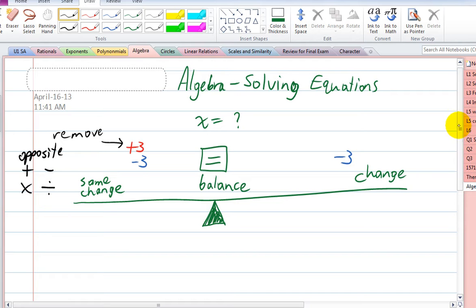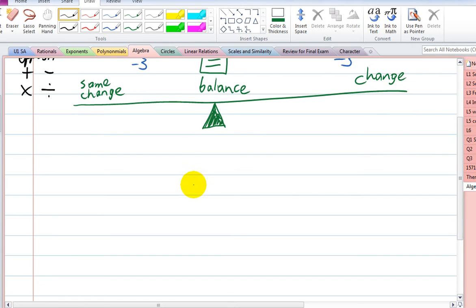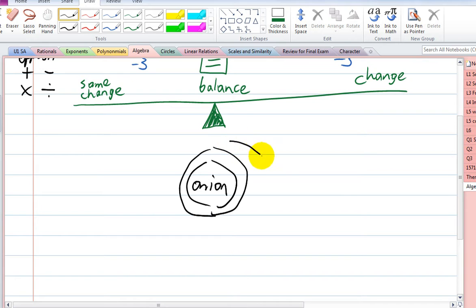That's one idea that can really help us stay focused and make sure we're not making errors: the idea of balance. Another thing to do is think of the equation like an onion that you want to unwrap. You want to peel the layers of the onion off, starting with the big stuff that's easy to remove and then going to the middle. So to help peel it off, you want to do reverse BEDMAS.